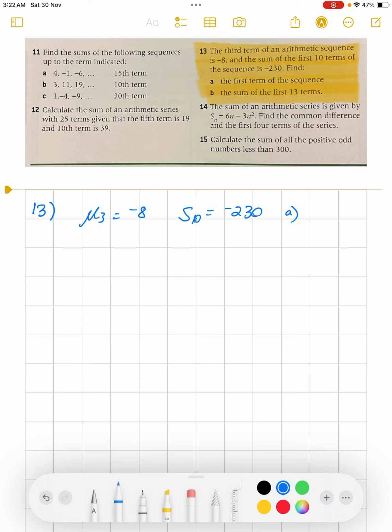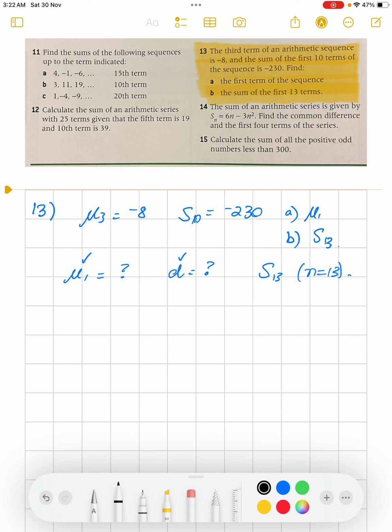So we want the first term, and we want the sum of the first 13 terms. Well, for the first term, we don't know. And for the common difference, we don't know. And for the sum of 13, if we know the first term and we know the common difference, we know that n is 13. Okay, we will be able to find it. So let's do part A.